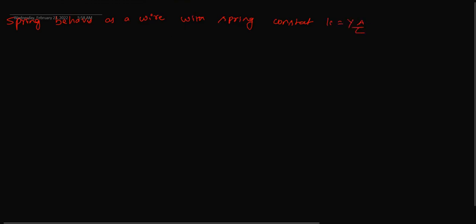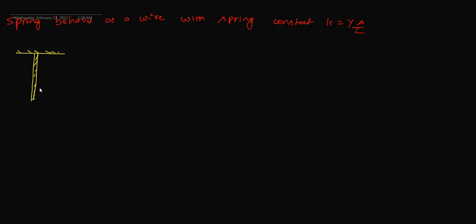It behaves as a wire with spring constant K equal to YA by L. So first, let me take one thin wire, whose Young's modulus is Y, whose length is L, and whose area is A.